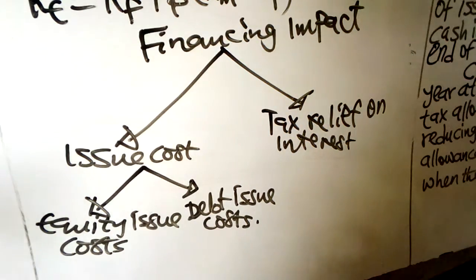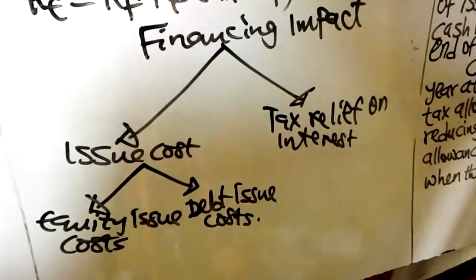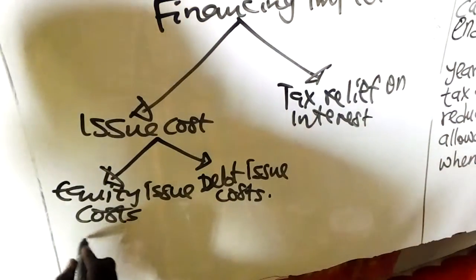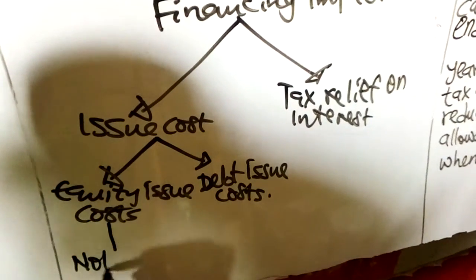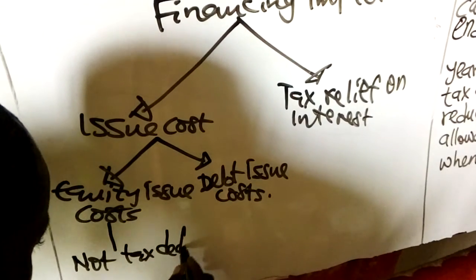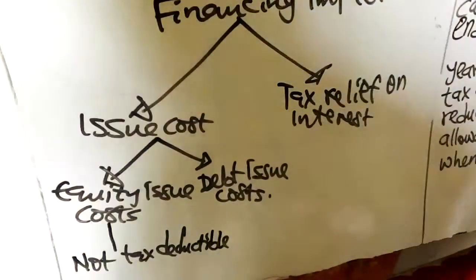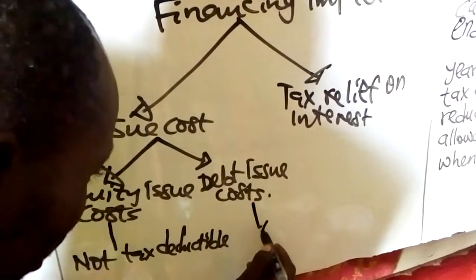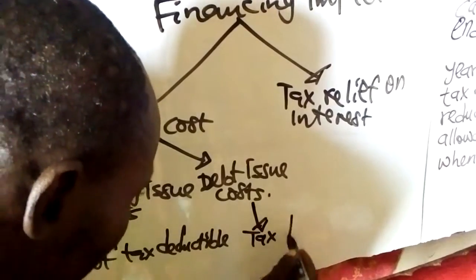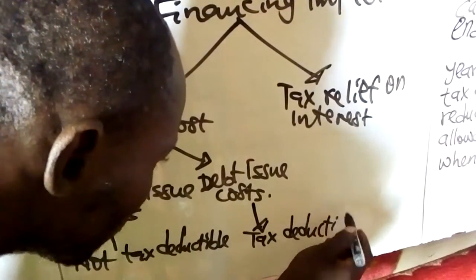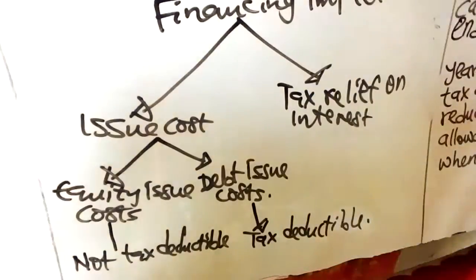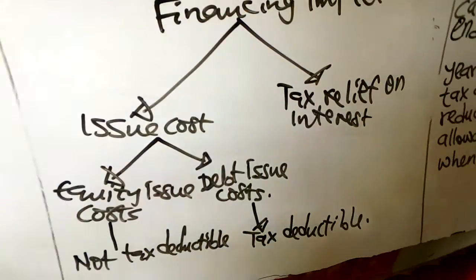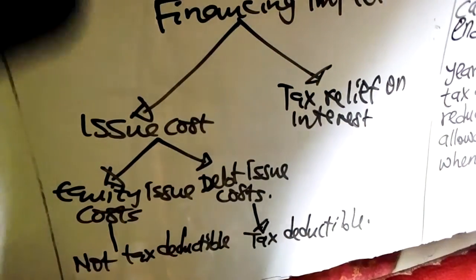Note that equity issue cost is not tax deductible, while debt issue cost is tax deductible. Equity issue cost is not tax deductible, but debt issue cost is tax deductible.